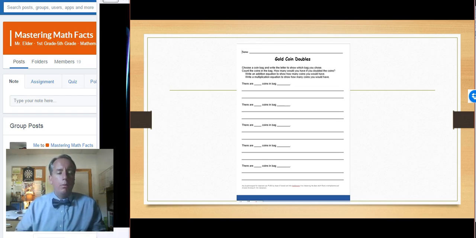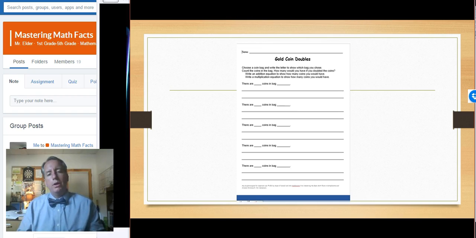So they're going to grab one of the bags. If you'd like to prepare those in advance, that's the way they suggest in the text. Show which bag, so then they'd write down which bag they chose, right? They'd count the number in there, and then how many would they have if they doubled them? They'd write the addition sentence and then practice writing the multiplication sentence.